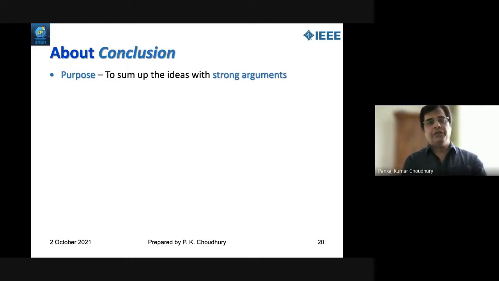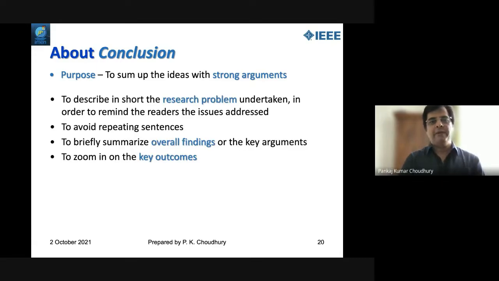Okay, then comes the conclusion. So the purpose is to sum up the ideas with strong arguments. Okay, one must come up here with a decision with confidence. That is extremely important. The reporting must be conclusive and complete, because without a conclusion, a paper is not complete. So this thing must be there. To describe in short the research problem undertaken, so this must be the content of the conclusion.